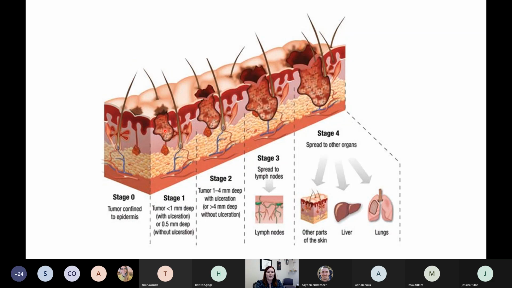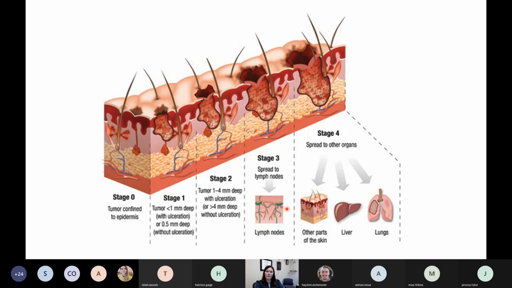If that melanoma keeps growing and it's down into the reticular layer of the dermis, that's a stage 2 melanoma. If we grow all the way down into the hypodermis, we're now a stage 3 melanoma. And stage 3 melanoma is a bad turning point for us. Because see, the problem is down here in the hypodermis layer of the skin, we also have these things called lymph nodes.